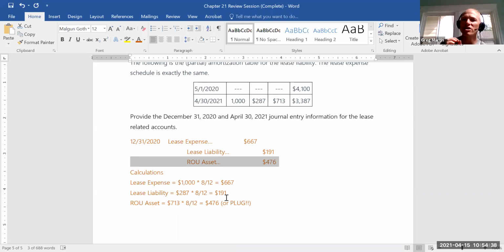But I'm going to stop there. Does everyone understand, at least on some level, what we did with each of those accounts? Yeah, because you got 8 months, so you have to subtract 4 months from 12. Yeah, it's not the full 12 months. Yep, you only had 8 months in 2020.